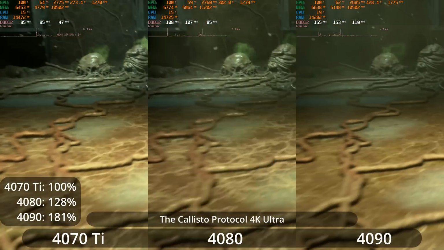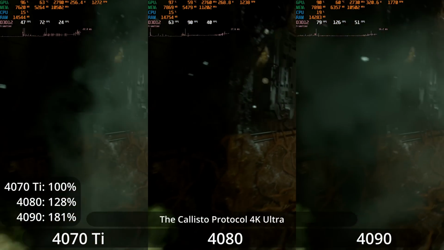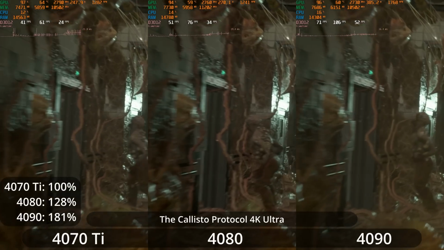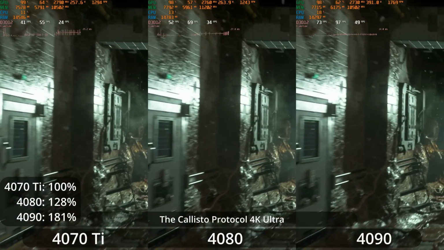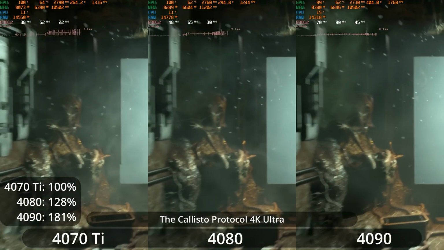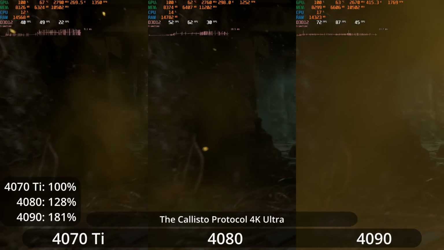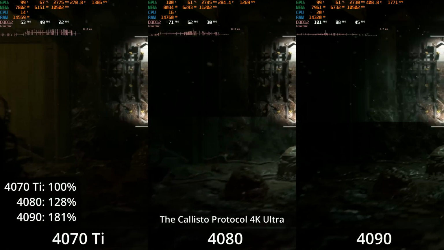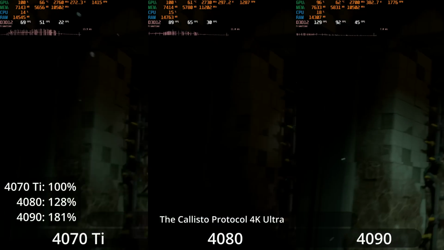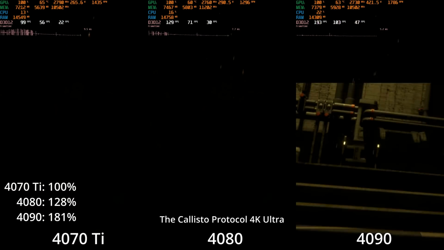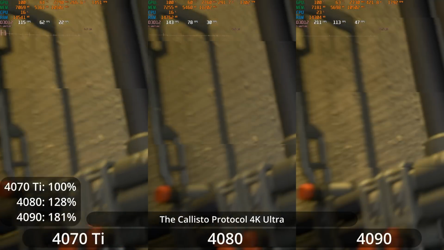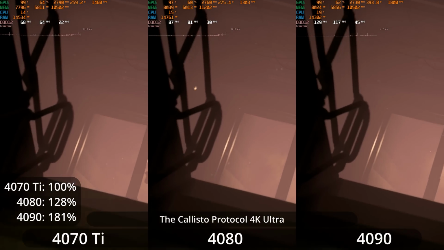Now, let's jump over to The Callisto Protocol. This is an Unreal Engine 4 game, one of the most recent ones and probably the best looking one that's been released. It pushes the graphics pretty far. It also seems to be a bit unoptimized. And I thought it was interesting that the 4090 is actually showing an 81% lead over the 4070 Ti here.